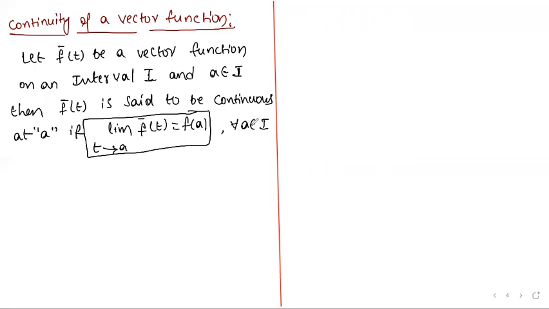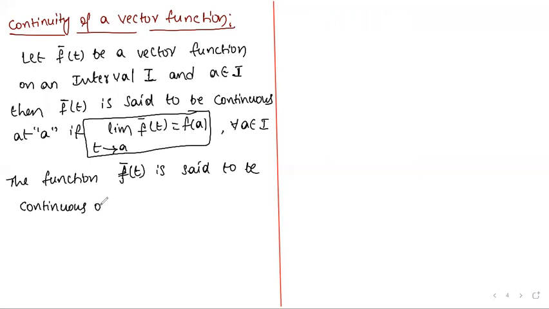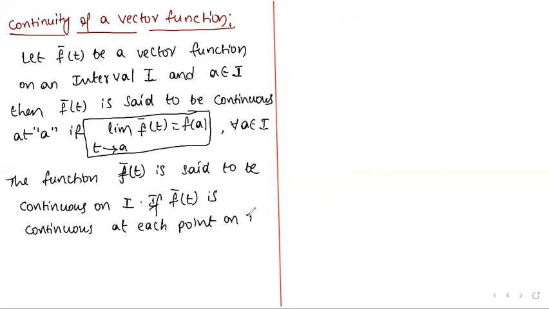That is, not just at one place, but at every element a we take in the interval, this condition holds. The function f bar of t is said to be continuous on the interval capital I if f bar of t is continuous at each point on capital I. So this is the definition of the continuity of a function.